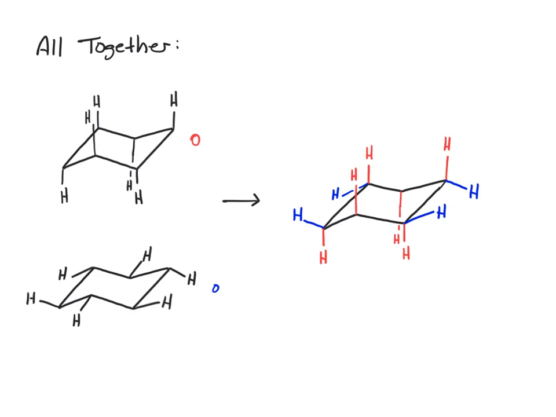So let's back up. Try again. That looks better. Same thing up here. Now we're in good shape. We have our correctly drawn chair with all 12 hydrogens attached.